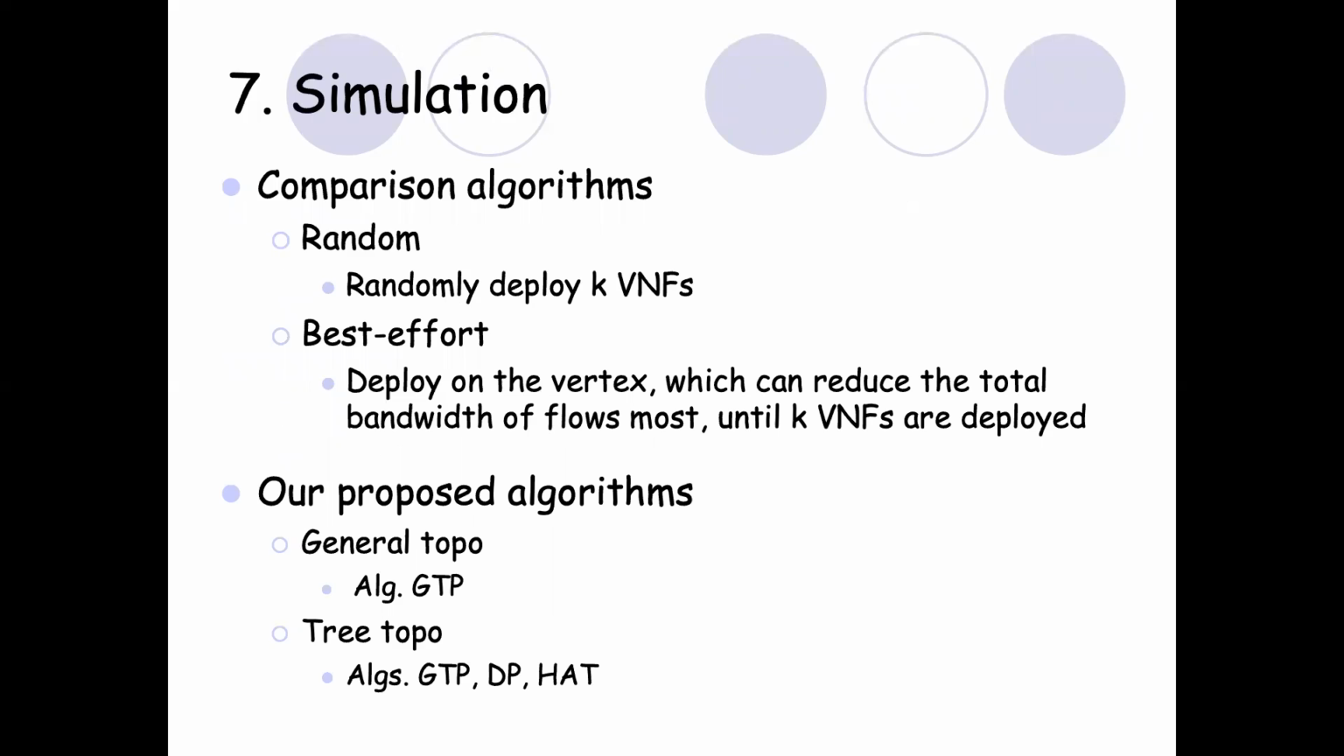Then here comes our simulation part. We have two comparison algorithms. First is called random. It means randomly deploying all the K middle boxes in the topology. The second one is called best effort. We deploy on the vertex that can reduce the total bandwidth of flows the most at the current step until all the middle boxes are deployed. And our proposed algorithms are GTP for the general topology, and the GTP, DP, and hat for the trees.